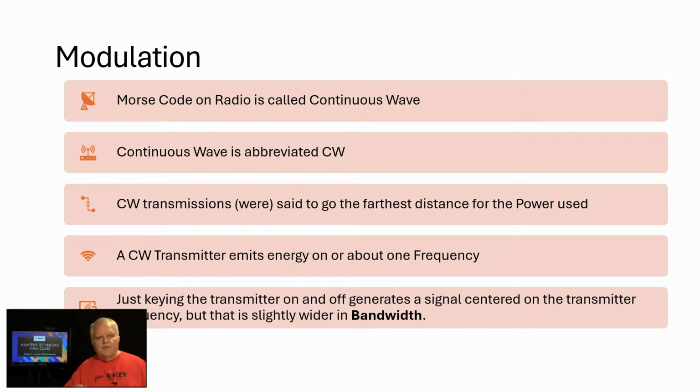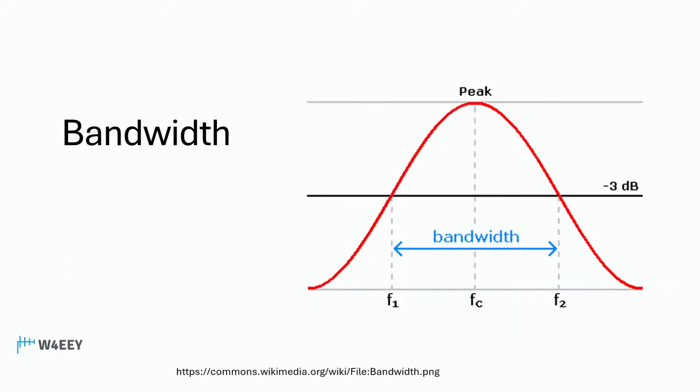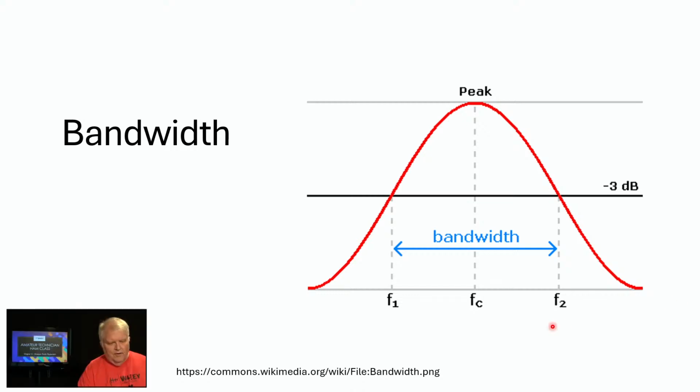A CW transmitter emits energy on or about one frequency, and just turning that transmitter on and off generates bandwidth signals on the left and right of the center carrier frequency. So this is the frequency that the transmitter might be tuned to, and turning it on and off with the Morse code actually provides some information off to the lower side and to the upper side. These are, we call them side bands.